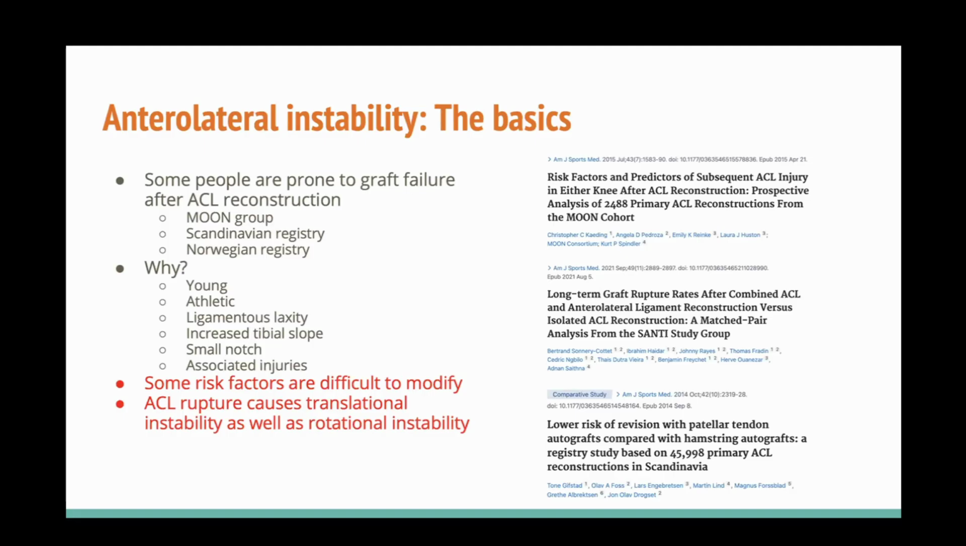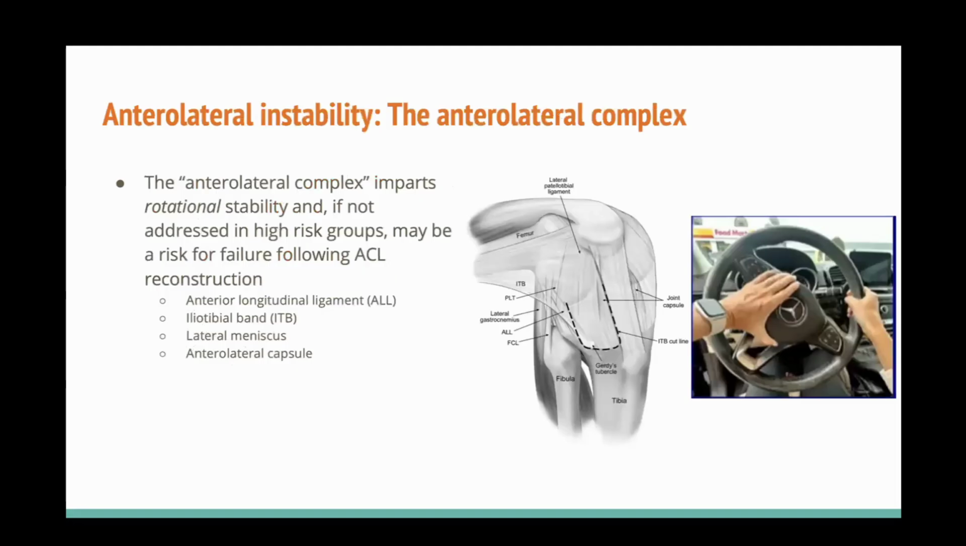And the idea here is that some of these risk factors can't be modified, like ligamentous laxity, and some are difficult to modify, like doing a tibial osteotomy for everybody with increased tibial slope. And the idea is that ACL rupture causes translational instability, but also rotational instability. And what can we do to prevent those re-ruptures in high-risk people?